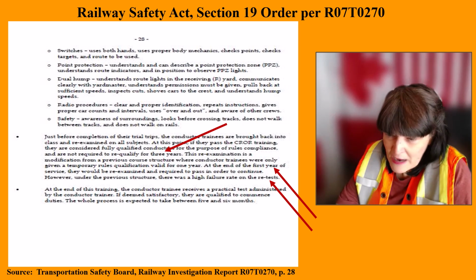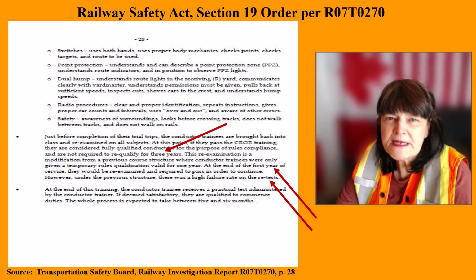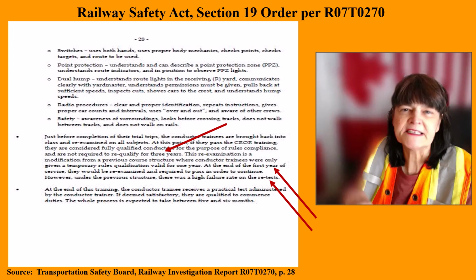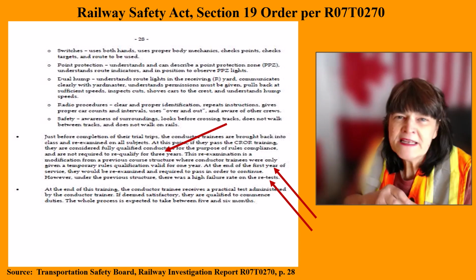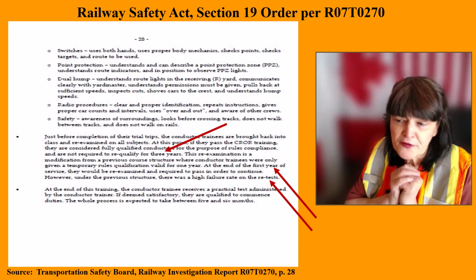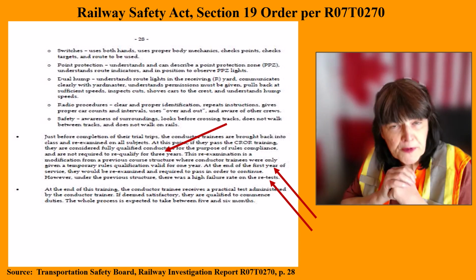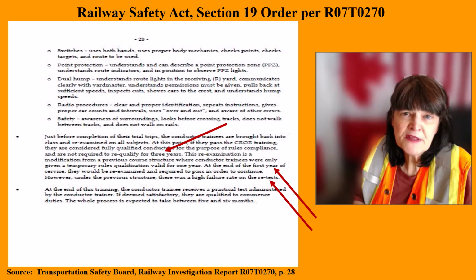However, under the previous structure, there was a high failure rate on the retests. So when they retested conductors after 1 year, too many of them were failing. And so our answer was to go, per the first arrow, to a 3-year retest. Explain to me the logic in that.